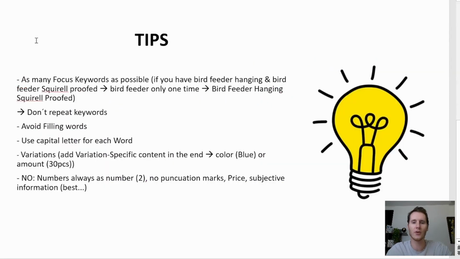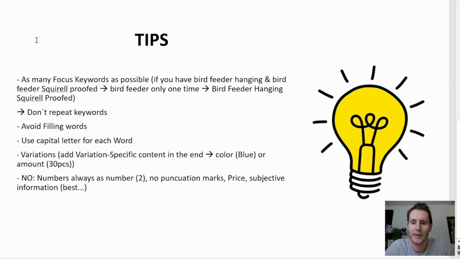And I've also written down some tips for you. And obviously the first one is use as many focus keywords as possible. Now sometimes that's a little bit difficult because you don't have an unlimited amount of space. So you want to apply that trick. Let's look at this example here. Let's say one of your focus keywords is bird feeder hanging and another one is bird feeder squirrel proofed. Then in that case, you don't want to repeat keywords anyways. Then you can use bird feeder only one time. And it would look like that then. You're going to save 2 words by doing it like this. You're writing bird feeder hanging squirrel proofed. So now you have reduced the length of your title with that.